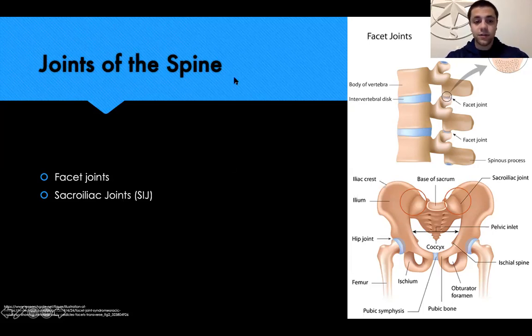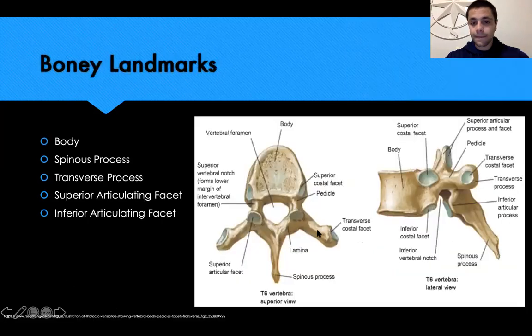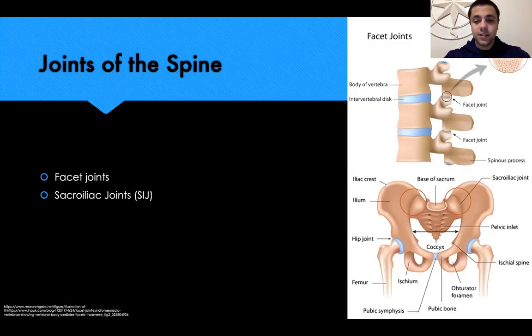But as you can see here, if I go back, right? This is the superior articulating facet, so you can see you have 1 on each side, and therefore we have a pair of inferior articulating facets to go with it. All right, so we have 2 of these facet joints with each pair of vertebrae, all right?